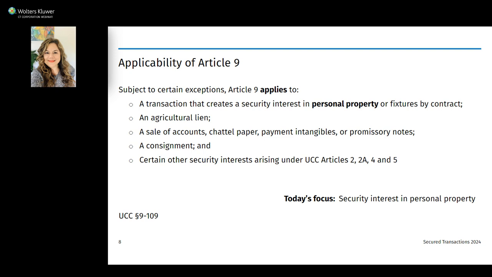Okay, so the applicability of Article 9 is really what type of transaction does Article 9 apply to? Under the code, section 9-109, Article 9 applies to transactions that create security interests in personal property, like the robot, or fixtures by contract. And it's important to note that this means that it has to be a consensual lien, okay? And it also applies to agricultural liens. We won't be getting into that today. It also involves the sale of accounts, chattel paper, payment intangibles, and promissory notes, or consignment agreements.